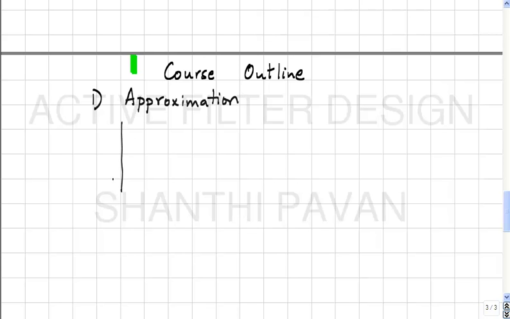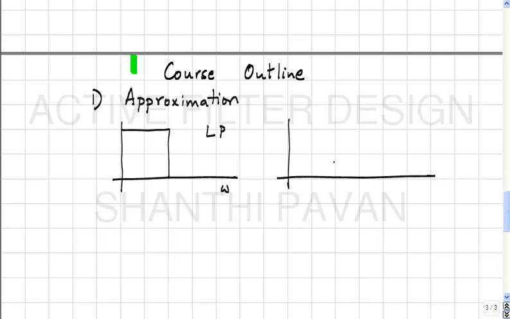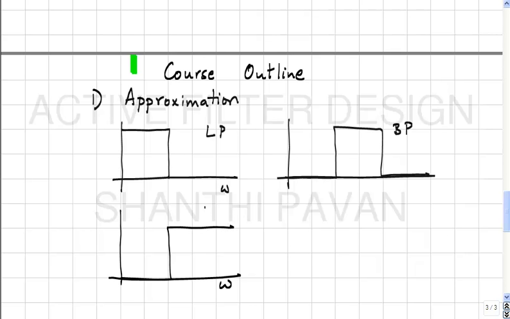Right, and the four important characteristics that we'll try to approximate, which are useful in practice, are: we'd like to build an ideal... What kind of filter is this? Low pass filter. We'd like to build what is this? An ideal band pass filter. What is this? This is a high pass filter, and this is a band stop filter.